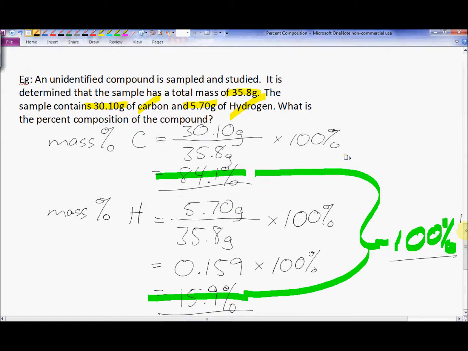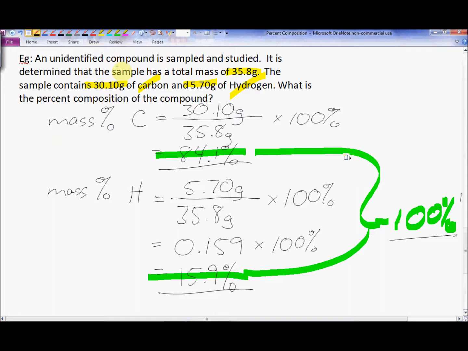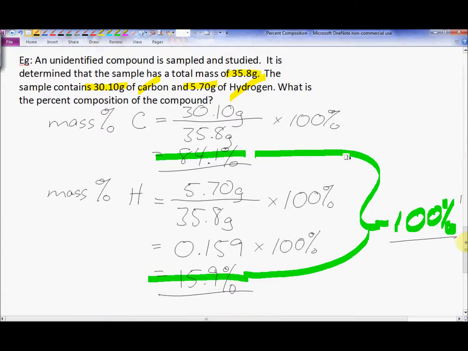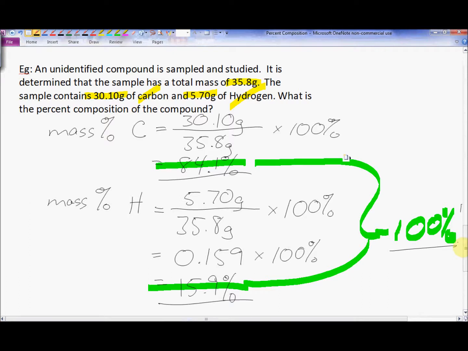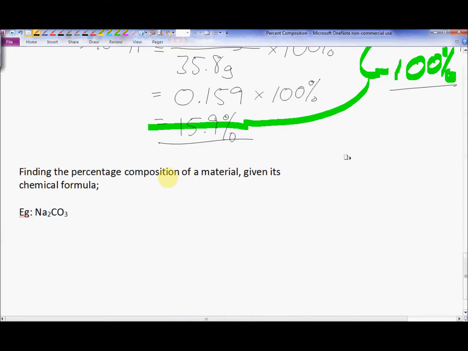Once you have this kind of information, then you may be able to put it together with some data from tables and figure out what that material actually was. Okay, so there we go. We can calculate the mass percent from a sample when we know the masses of the individual elements. We can also calculate the percentage composition of a material if we know its chemical formula. Okay, so here's an example. Sodium carbonate.